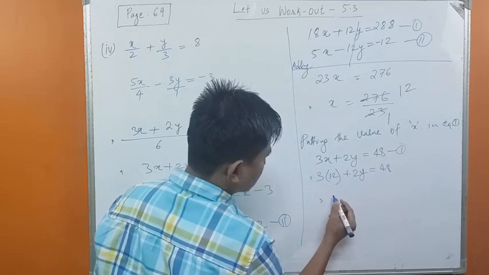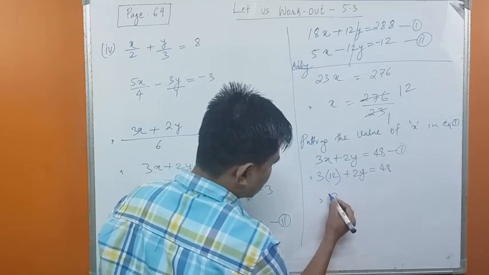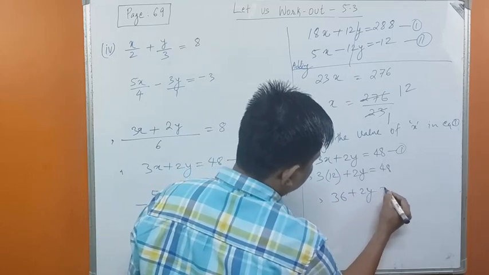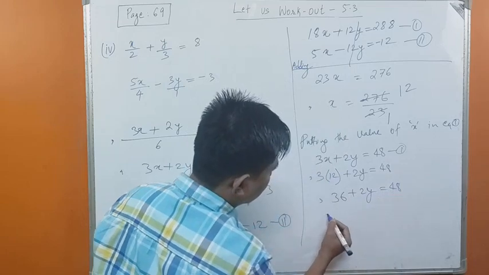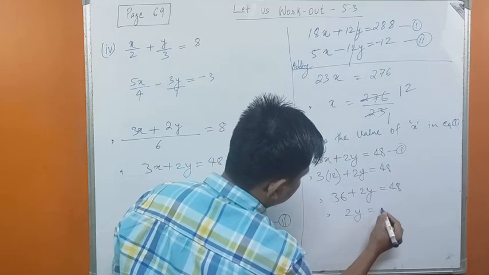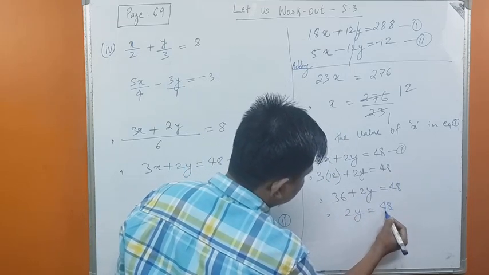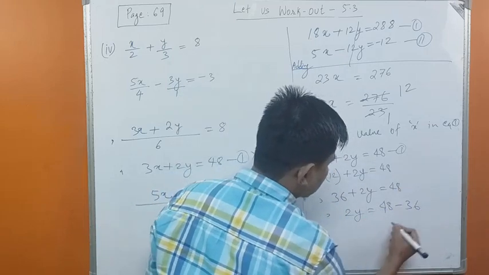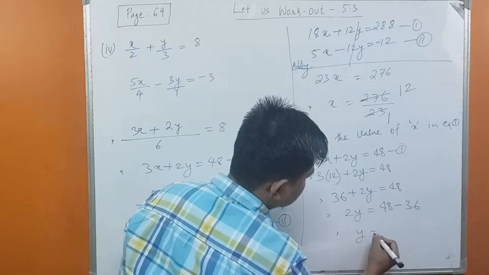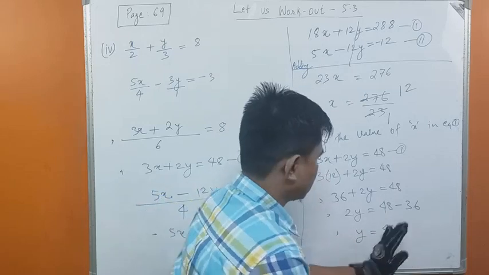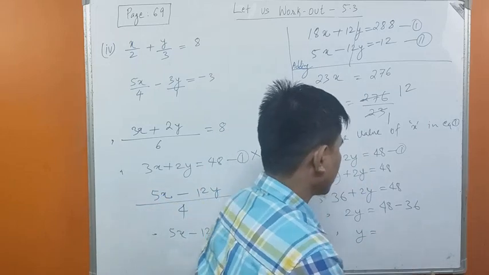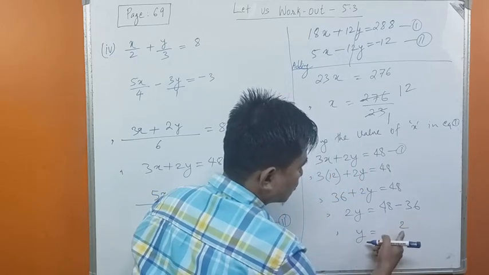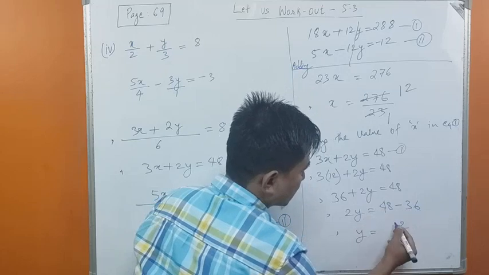Or 3 12s are 36. 3 2s are 6, 3 1s are 3, 36. Plus 2y equals 48. We take this plus 36 to the right hand side, becomes minus 36. Or y equals 48 minus 36. 8 minus 6 is 2. 4 minus 3 is 1.